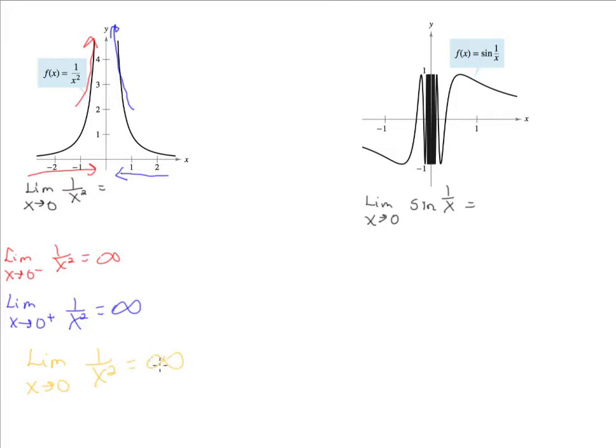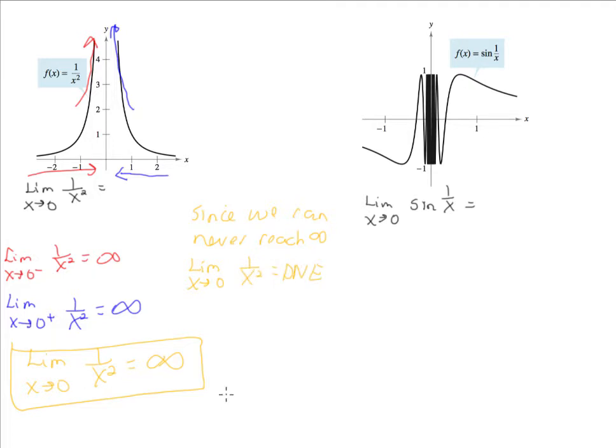Now, that's one way to write this, and this is the way I want you to write it because it tells me a little bit about what's happening to the graph. They're both going to infinity in the same direction. They're both going up, and it tells me that I must have an asymptote here at x equals 0. But since we can never actually reach infinity, we can also state this as the limit as x approaches 0 of 1 over x squared does not exist.